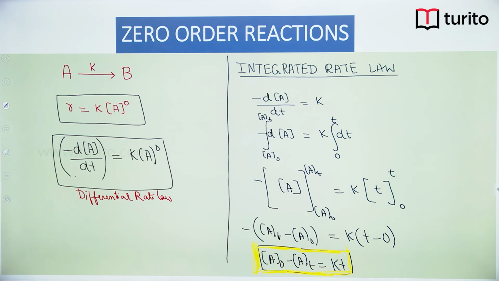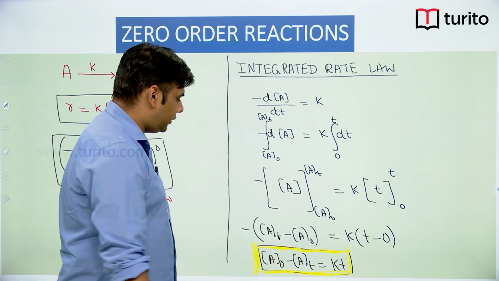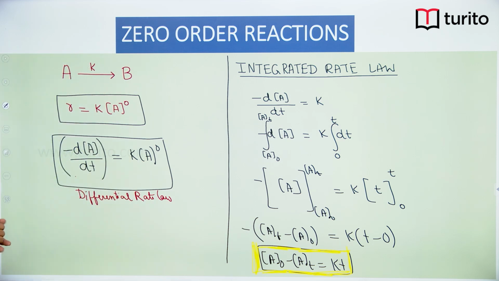Just write it down quickly. So A naught is the initial concentration, that means when we started the reaction, and At is the concentration after time t. K is the rate constant of this reaction and t is the time taken for this transformation. Okay. So this becomes the integrated rate law equation. So this is a very important expression which we are going to use. Okay. So just write it down.